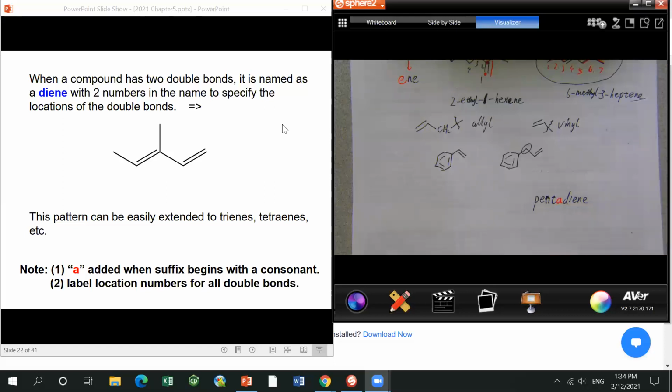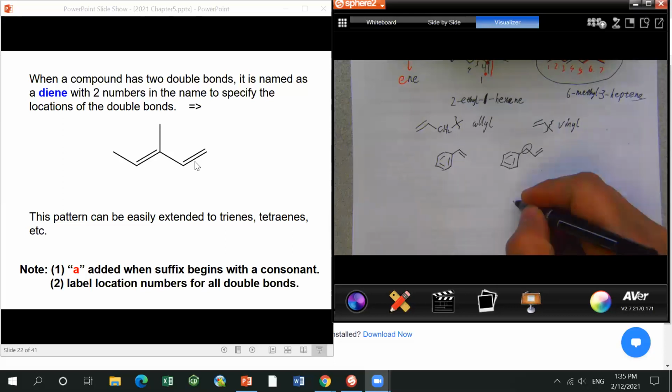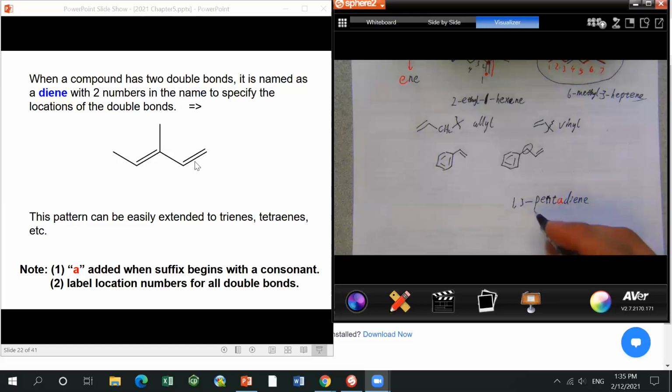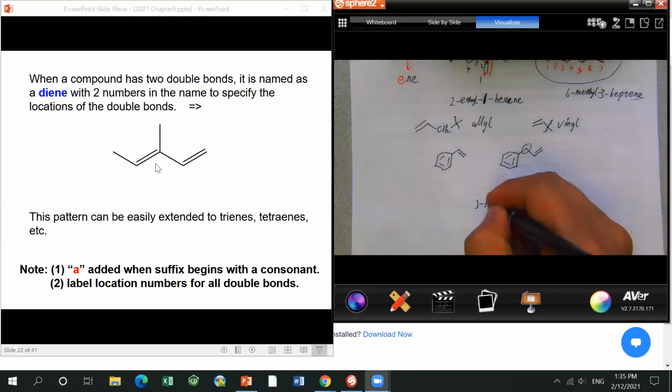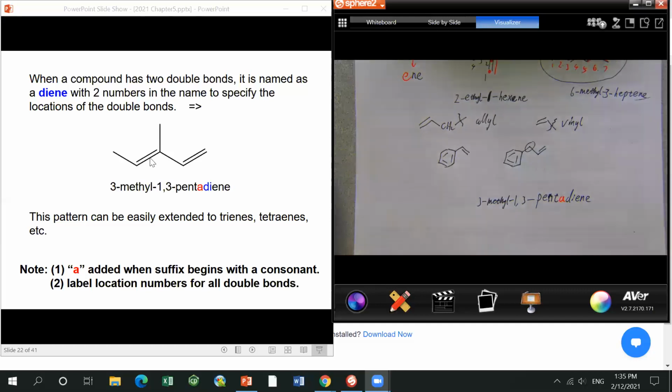All right, and then numbering here. You need to give a location number for both of the C double bonds. You want to number the chain so that you give the lower number to the first carbon of the C double bond. So for this case, it should be 1,3-pentadiene, so we go from right to left. In the end, just take care of the substituent group, which should be just methyl, on the 3rd carbon, so 3-methyl. That shouldn't be too hard.